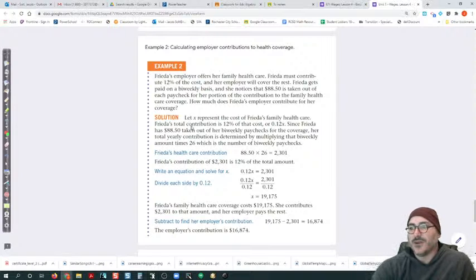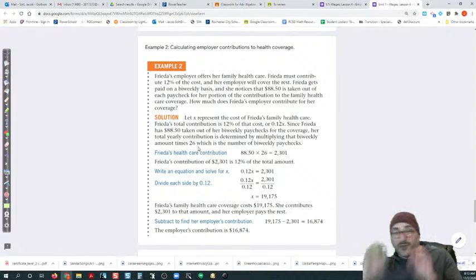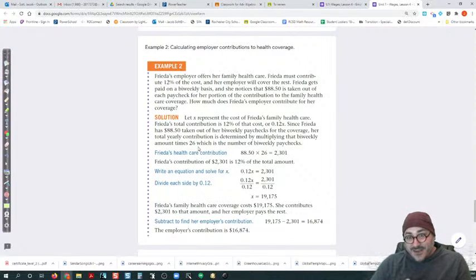So in this situation, we're going to let X represent the cost of Frida's family health care. Frida's total contribution is 12% of that cost. So we're going to convert that to a decimal, 0.12 times X. Frida has $88.50 taken out of her biweekly paychecks for the coverage, and her total yearly contribution is determined by multiplying that biweekly amount by 26. Because remember, biweekly means every other week, and there are 52 weeks in the year, and 52 divided by 2 is 26. So 26 is how many biweekly pay periods there are. That's where the 26 comes from. It's 52 divided by 2.